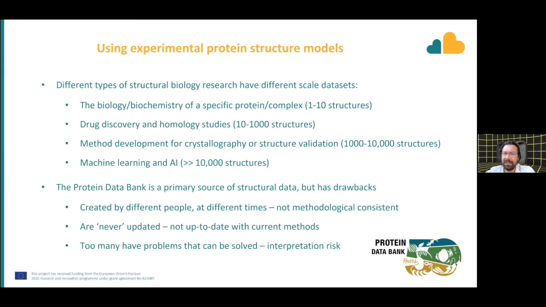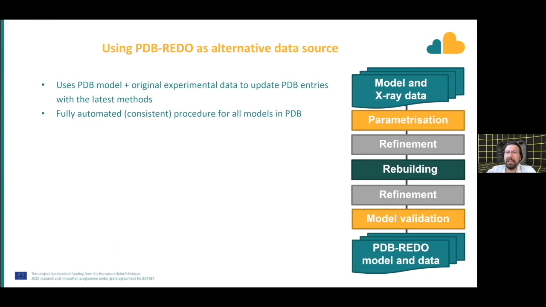So the entries in the Protein Data Bank are created by different people at different times. So people have done different things to their experimental data to make a model. And the entries in the PDB are almost never updated in terms of the structure itself. So the structure models are done with methods that are not up to date. And in terms of model interpretation, quite a lot of these models have errors or problems that can actually be solved. And this is why we created PDB-REDO as an alternative data source.